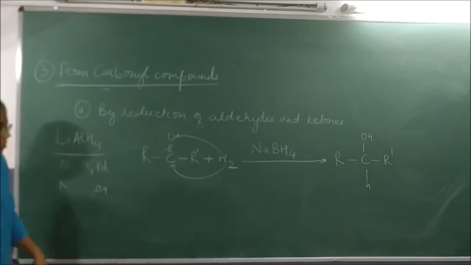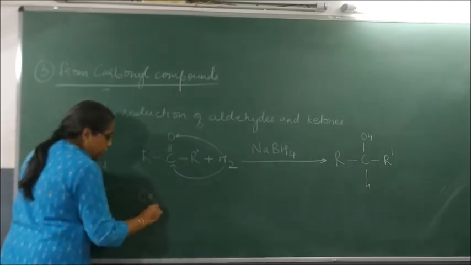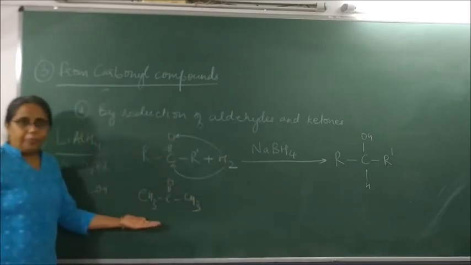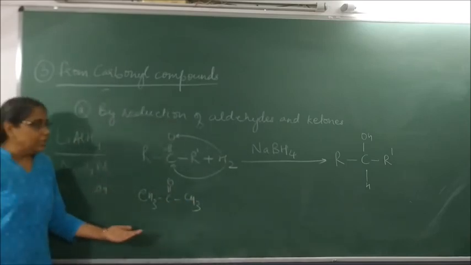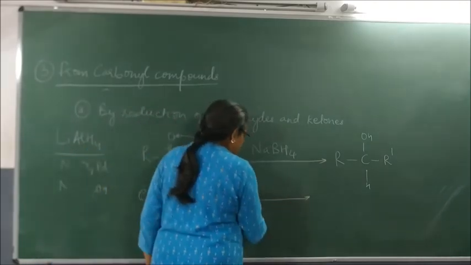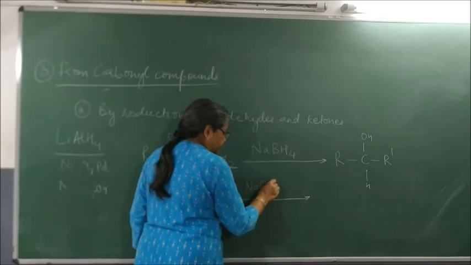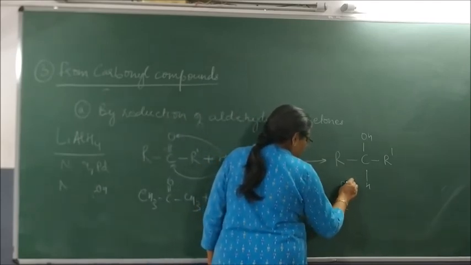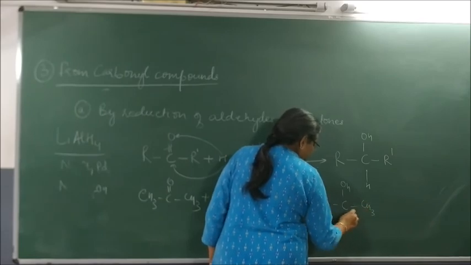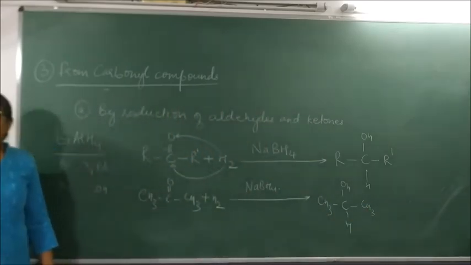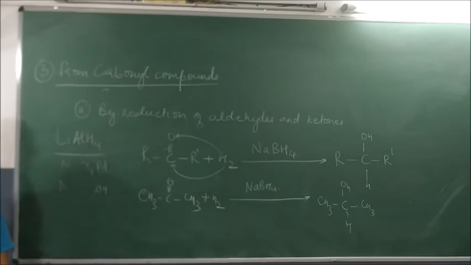It is ending with CHOH. So let us understand. CH3, C double bond O, CH3. Name of the compound? Propanone. This, when it reacts with H2 in presence of NaBH4, forms CH3, CHOH, CH3. What is the name of the compound? Propan-2-ol. Please write after that.